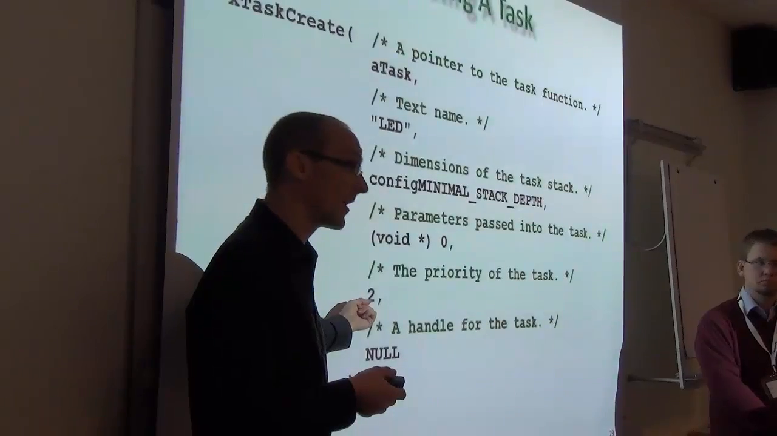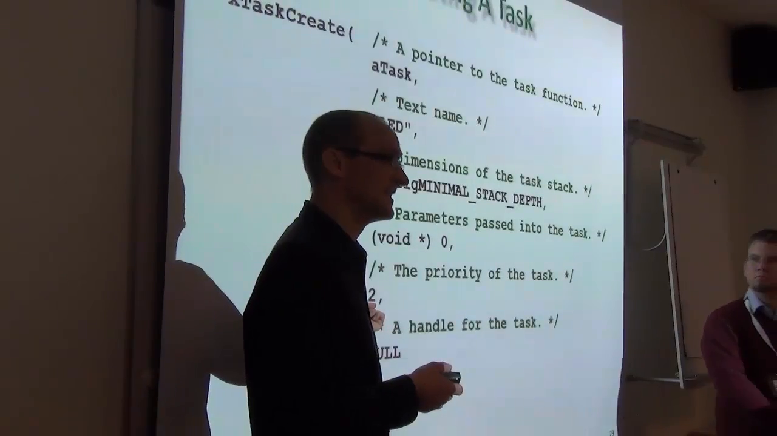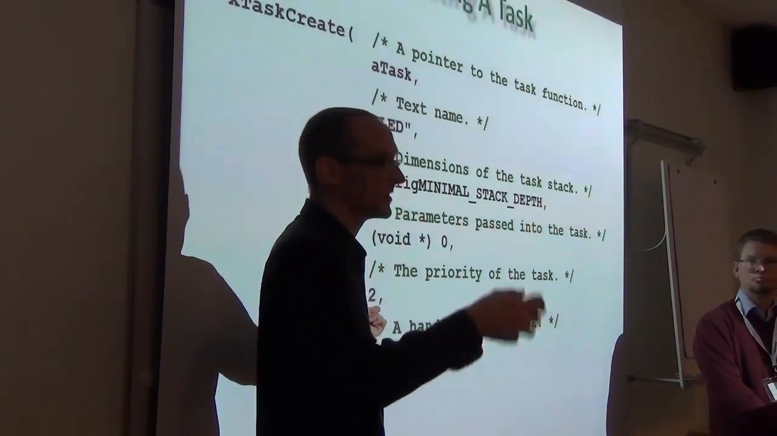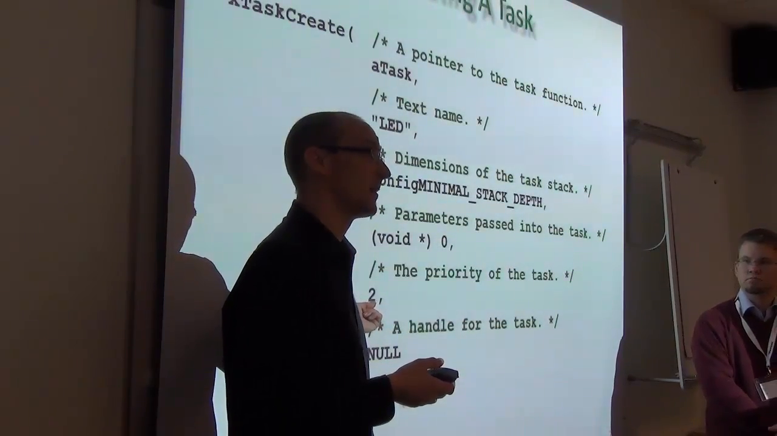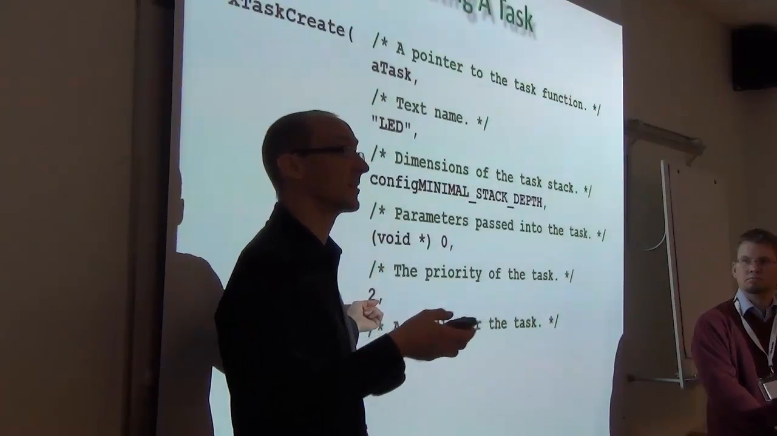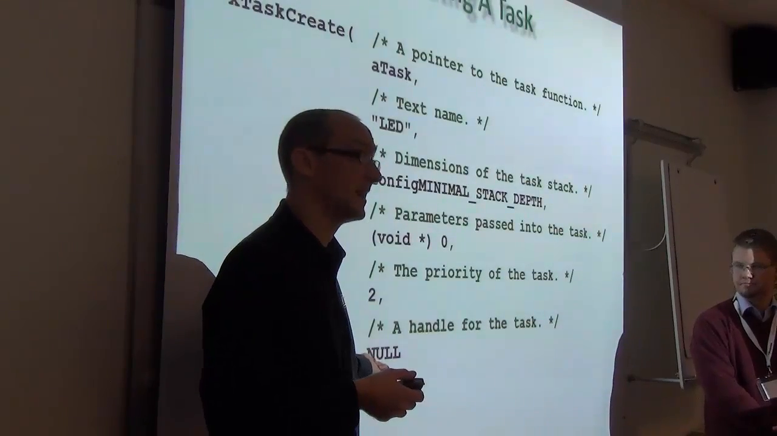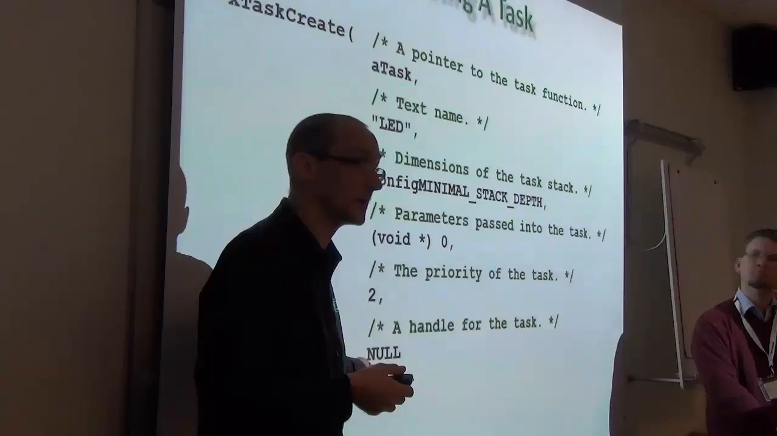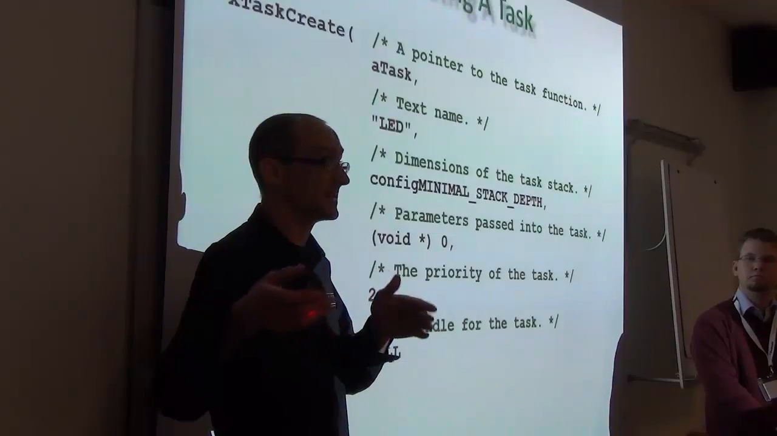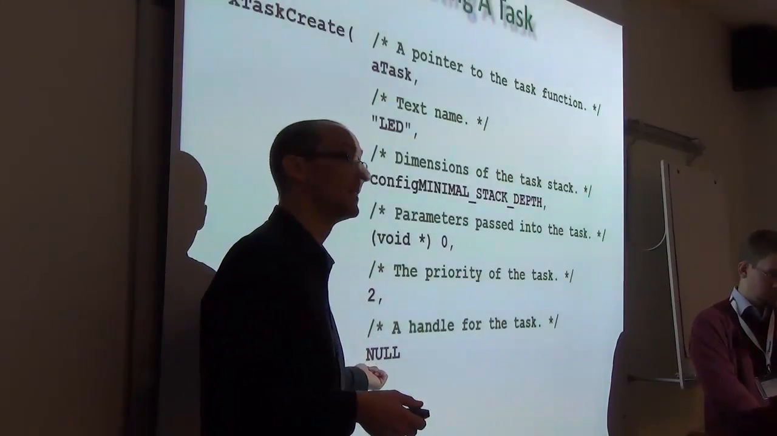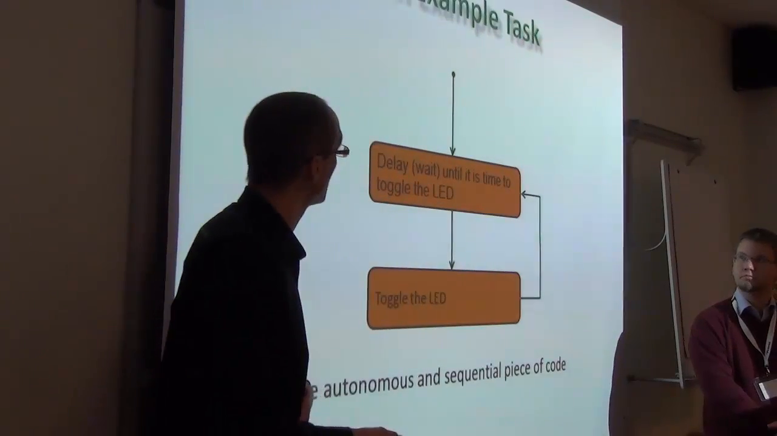The priority of the task. We like to keep things logical, so 0 is the lowest priority, 1 is above 0, 2 is higher than 1, obviously, and it goes up to a maximum which is defined in a configuration file, which again we'll look at. And here you can pass out a handle to the task if you want. We've already seen that call to task delete. If you wanted to delete another task, you would have to have the task's handle. If you don't want the handle to the task, you can just pass in null there.